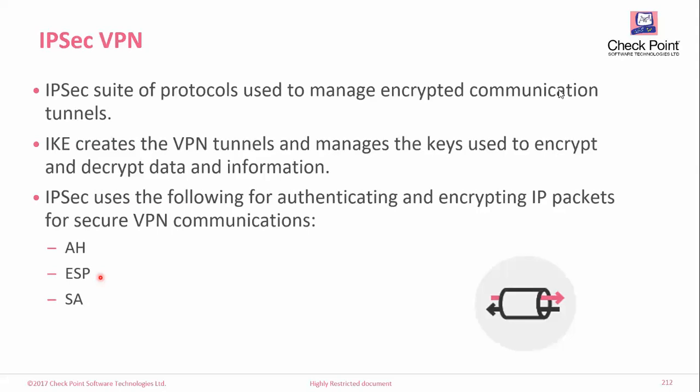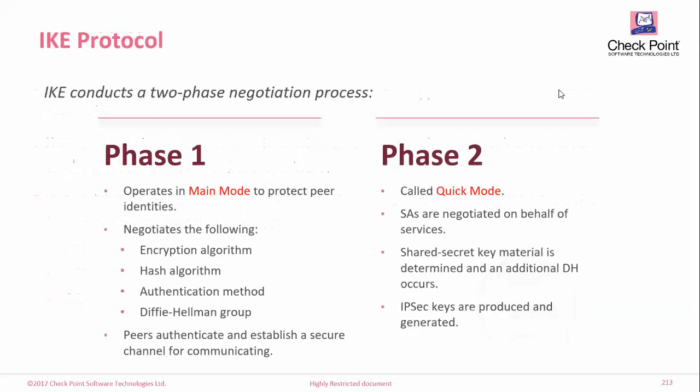All right, and again, as we're going through the two different phases of IPsec and IKE, remember it showed that with the first phase, we're setting up the IKE Security Association, and in the second phase, we're setting up the IPsec Security Association, and ultimately the encryption. Okay, so IKE conducts a two-phase negotiation process, phase 1 and phase 2. Phase 1 is called main mode. Phase 2 is called quick mode.